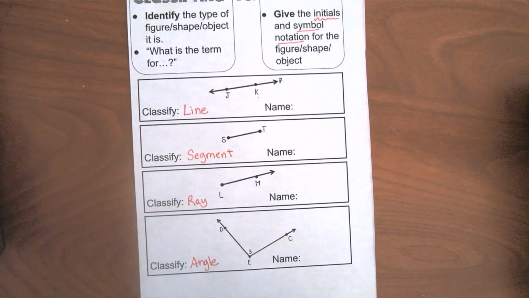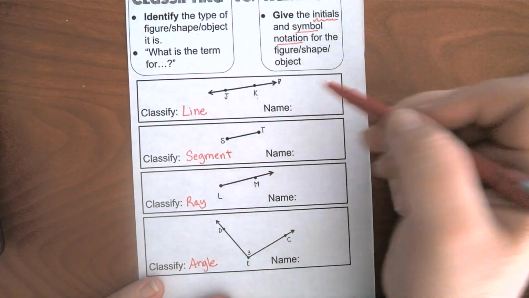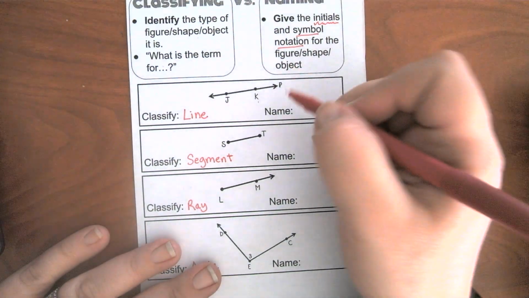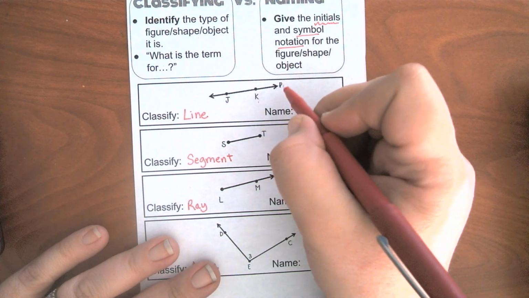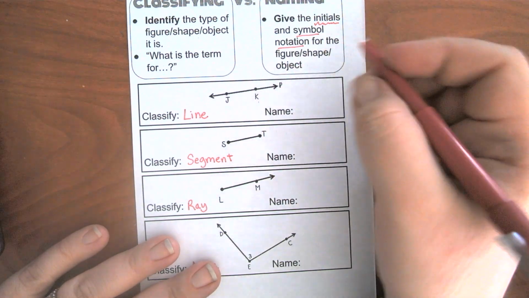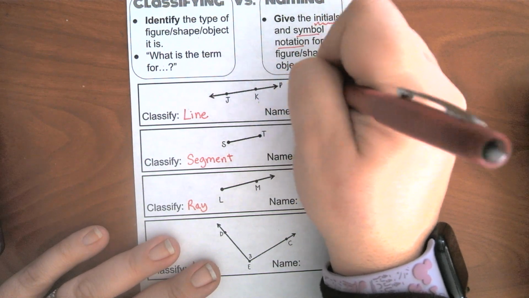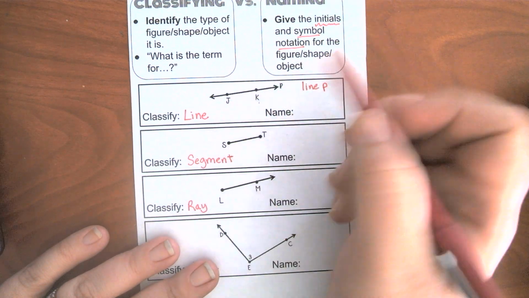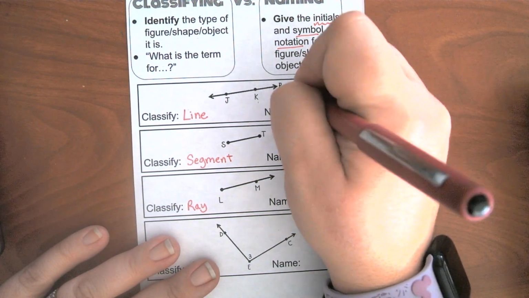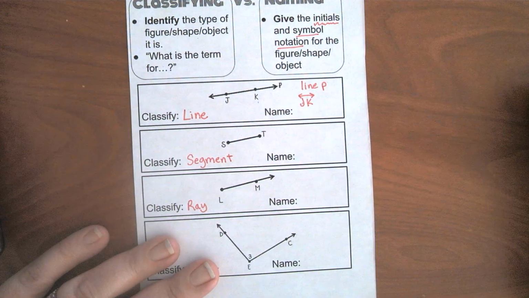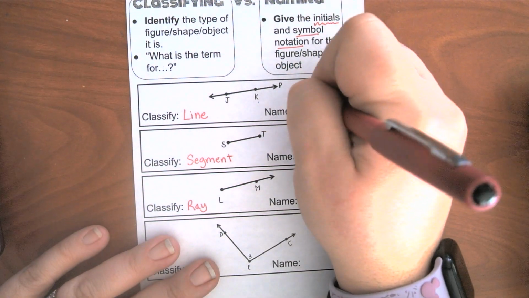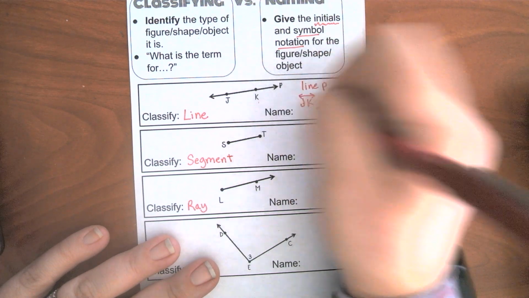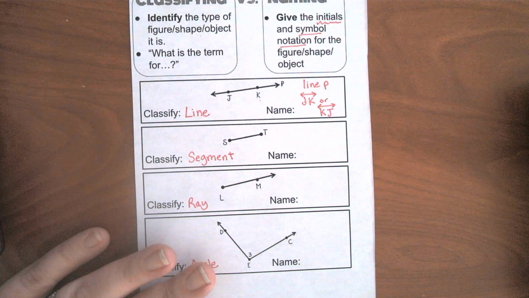Now to name these is different. I want to give its initials, its symbol notation, so how you name it, which we wrote down on our notes. For a line, I can name it 2 ways. I can use this little lowercase letter here, P, that doesn't have a point next to it, so I can call it line P. Or I can use 2 points that are on it, so JK or KJ, it doesn't matter which way, with a little line symbol over it that has 2 arrows. And you don't have to put both, but I'm going to put both options here just so that we know and remember there are 2 ways of naming it with the points, forwards or backwards.